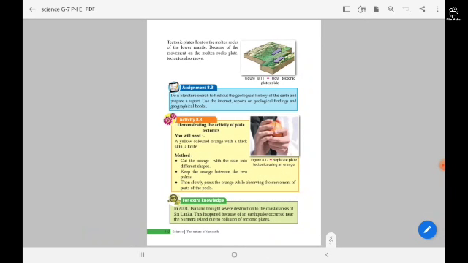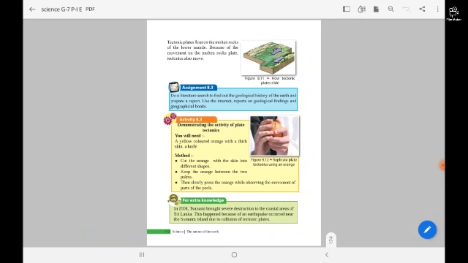Activity 8.3, demonstrating the activity of plate tectonics. You have to get an orange with a thick skin and a knife. Cut the orange with the skin into different shapes and keep the orange between your two palms. Then slowly press the orange while observing the movement of the parts of the skin.